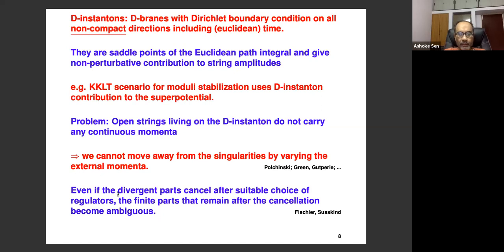Now, often one can argue that the divergences that one finds in the presence of D-instantons should cancel after summing over diagrams. But the finite parts that remain after this cancellation become ambiguous, because you are really subtracting two infinities, and there is no unambiguous way to extract a finite part, at least within the conventional worldsheet formalism.